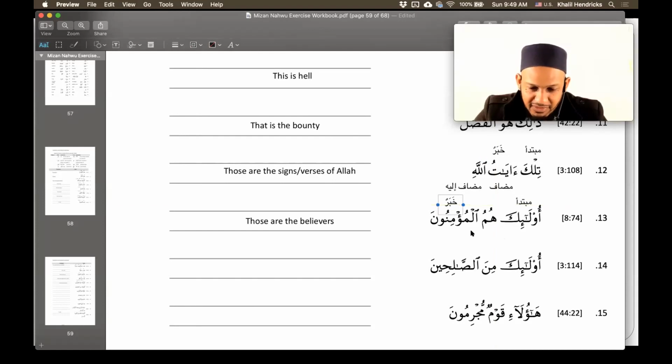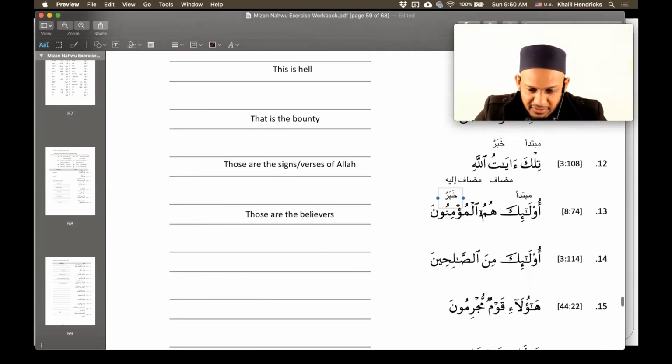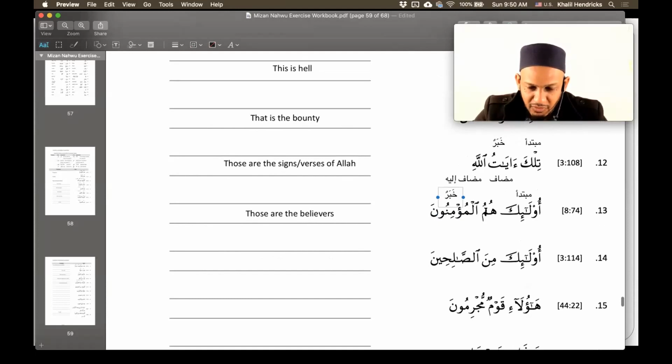And again, if I didn't have the hum in there, it would be ulaika al-mu'minun, which would have been those believers. But now I want to say those are the believers, so I put in the separator. Ulaika humul mu'minun, those are the believers.